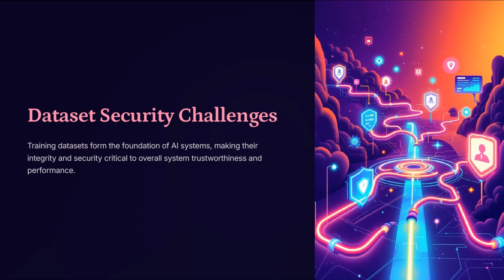As we transition from the importance of transparency in open source models, let's delve into another critical aspect: dataset security challenges. Training datasets are the very backbone of AI systems. Their integrity and security are not just technical requirements. They are essential for ensuring the trustworthiness and performance of the systems we build. If the data is compromised or biased, it can lead to flawed outcomes, undermining the very purpose of AI technologies. This means that we must be vigilant in how we handle and protect our datasets.